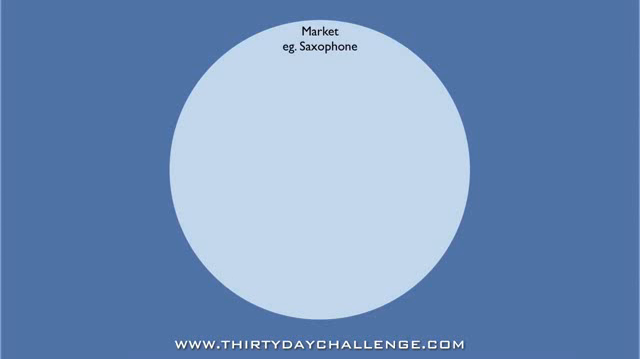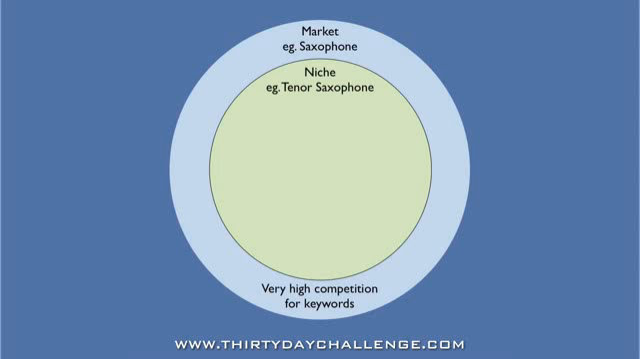For example, one of my interests is playing the saxophone, so I might want to explore the saxophone market. The problem with market level keywords is that there's usually a very high level of competition for these keywords. So, rather than trying to compete for these high competition keywords, what we want to do is drill down into a niche within the saxophone market. For example, tenor saxophones. At the niche level, there's slightly lower competition for keywords, however, it's often still very competitive.